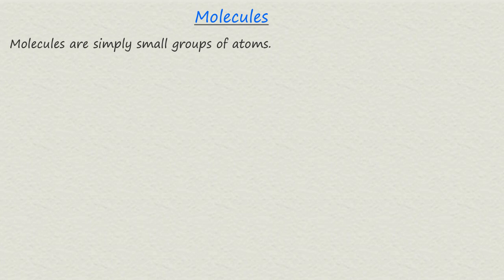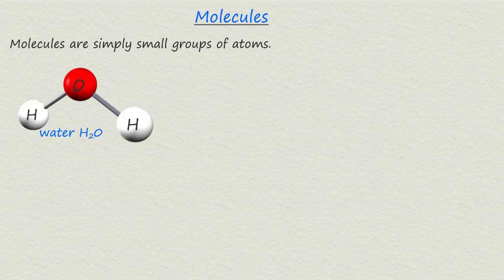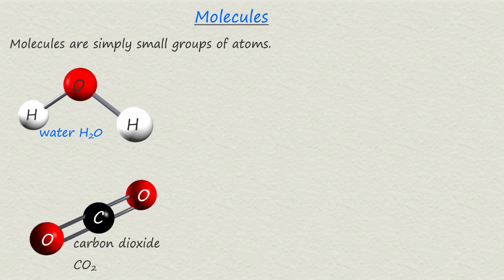Molecules are simply small groups of atoms. You probably already know the names of lots of molecular substances. For example, water is a molecule made up of two atoms of hydrogen and one atom of oxygen, and its chemical formula is H2O. Carbon dioxide is another molecular substance made up of one atom of carbon and two atoms of oxygen, so its chemical formula will be CO2.